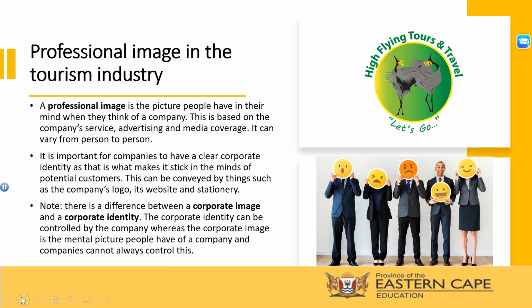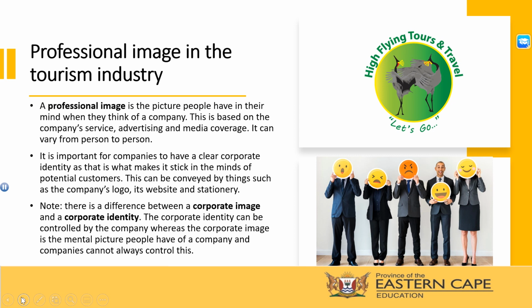Now there are various ways in which a corporate identity can be conveyed to potential customers or customers, and some are given on the screen and the rest of them will come up during the course of this lesson. The three that are named on the screen at the moment you'll see is the company's logo, website and stationery. But there's just a note at the bottom of your screen, grade 12.